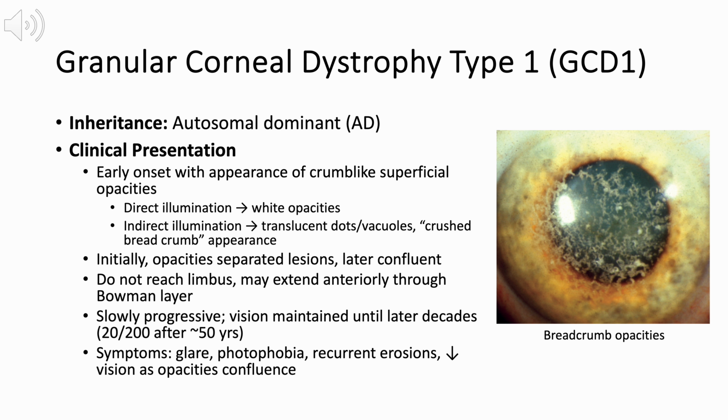Vision is often preserved into adulthood, but eventually declines as the opacities merge. On average, visual acuity reaches 20/200 by around 50 years of age. Clinically, patients may complain of glare, photophobia, recurrent erosions, and gradual vision loss as the opacities coalesce. If you look at the image on the right, you can see this classic breadcrumb-like appearance scattered across the cornea.